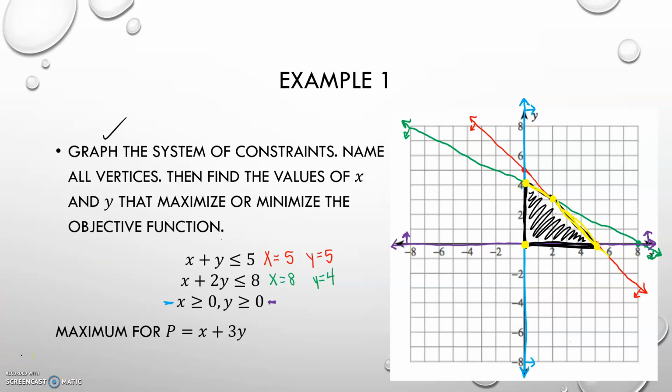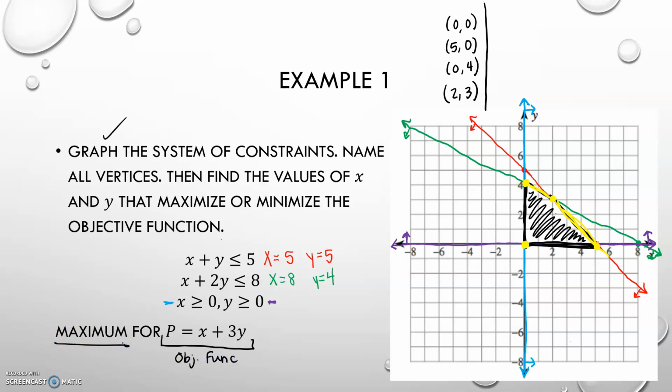So when I label my vertices, I'm going to get 0, 0. I get 5, 0, 0, 4. And then this point right here is 2, 3. So what I'm going to do with this now is I'm going to take each ordered pair and plug it into my function. This is my objective function here. And we're going to find which one maximizes it. And maximize means biggest, so we're going to see which one gives us the biggest value.